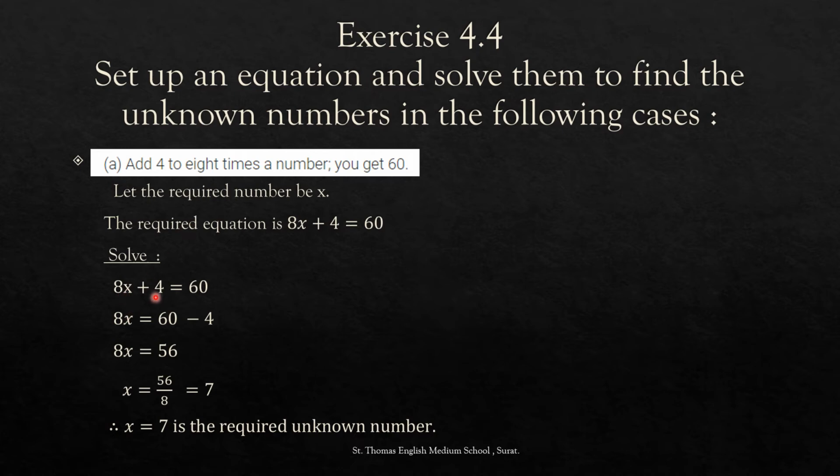So 8x plus 4 is equal to 60. So plus 4, if it goes here, it becomes minus 4. So 8x is equal to 60 minus 4, that is 56. So x is equal to 56 upon 8. So we can cut like this. 8 ones are 8 and here 8 sevens are 56. So x is equal to 7. So x is equal to 7 is the required unknown number.